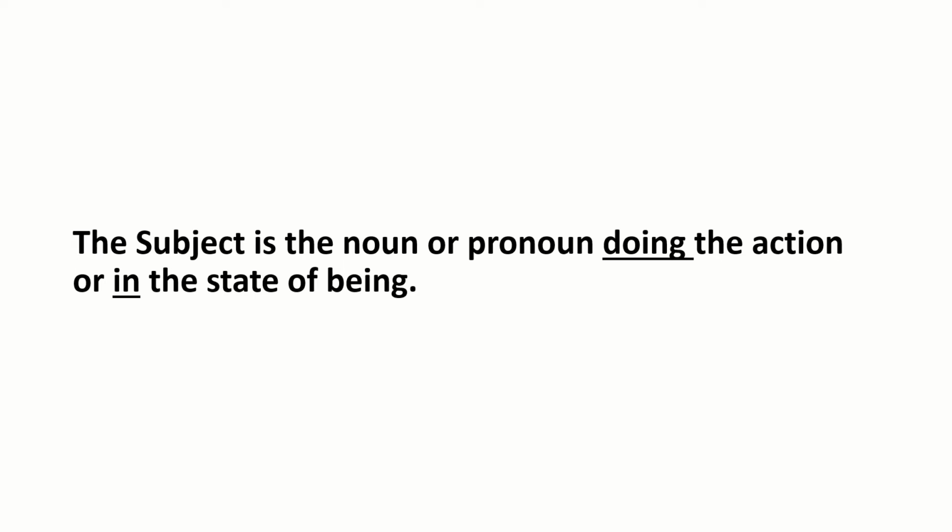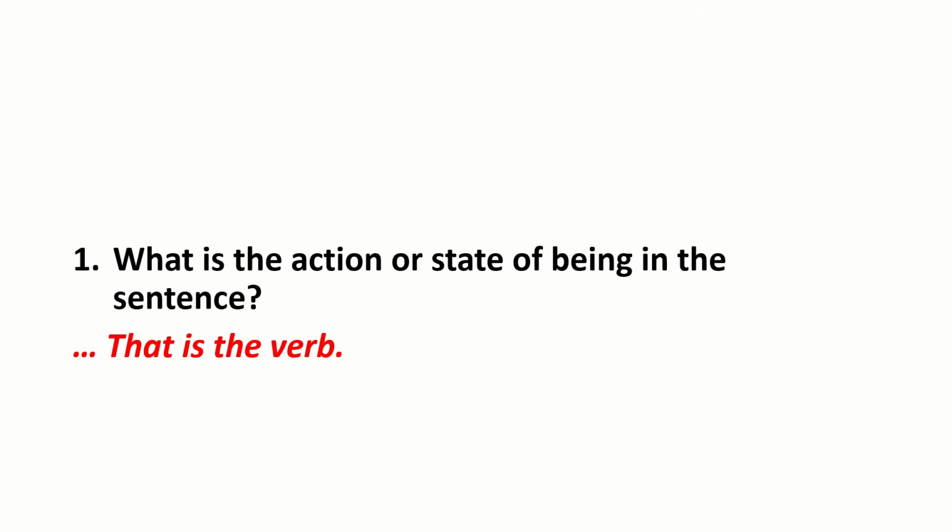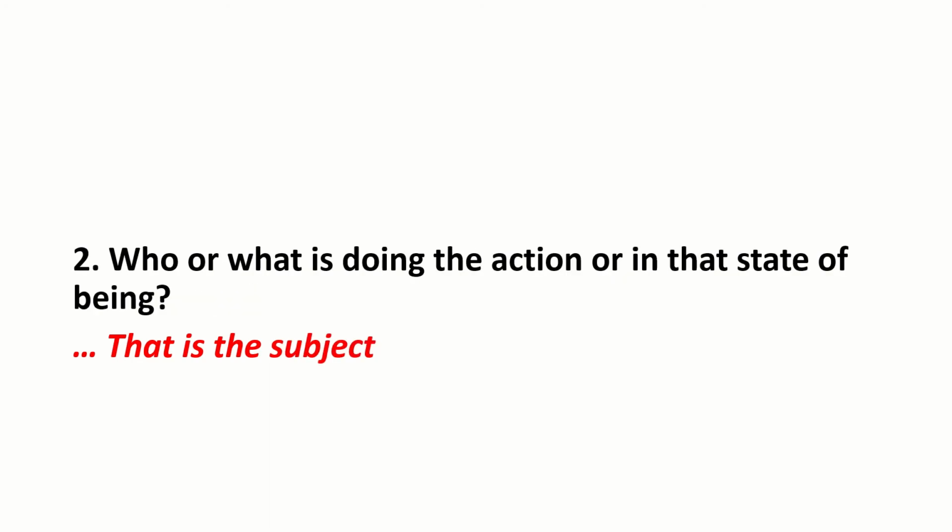So whenever we have a sentence and we want to locate the subject and the verb, we just need to ask two questions. The first question is, what is the action or state of being in the sentence? That's what we call the verb. Once we have located the verb, we can ask the second question: who or what is doing the action or in the state of being? That's what we call the subject. So we have a sentence, the thing doing the action, and also the action.